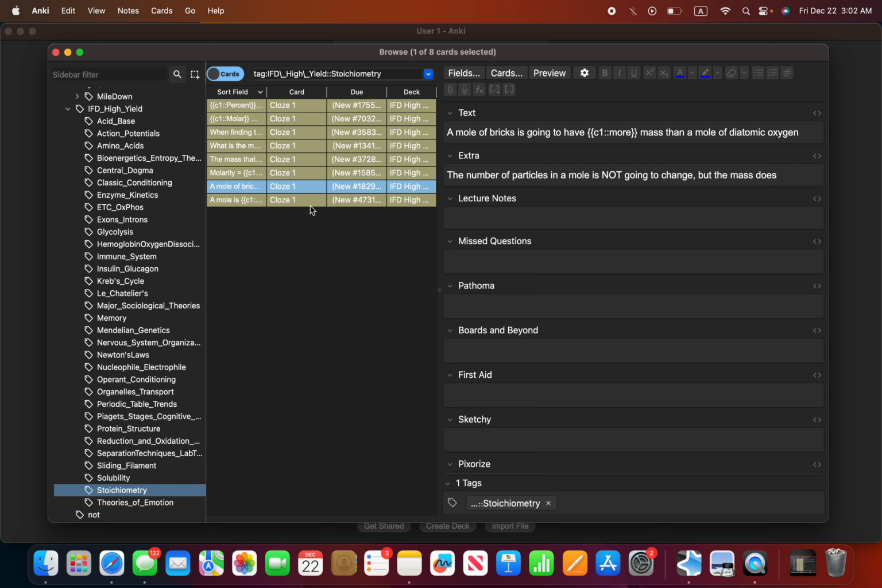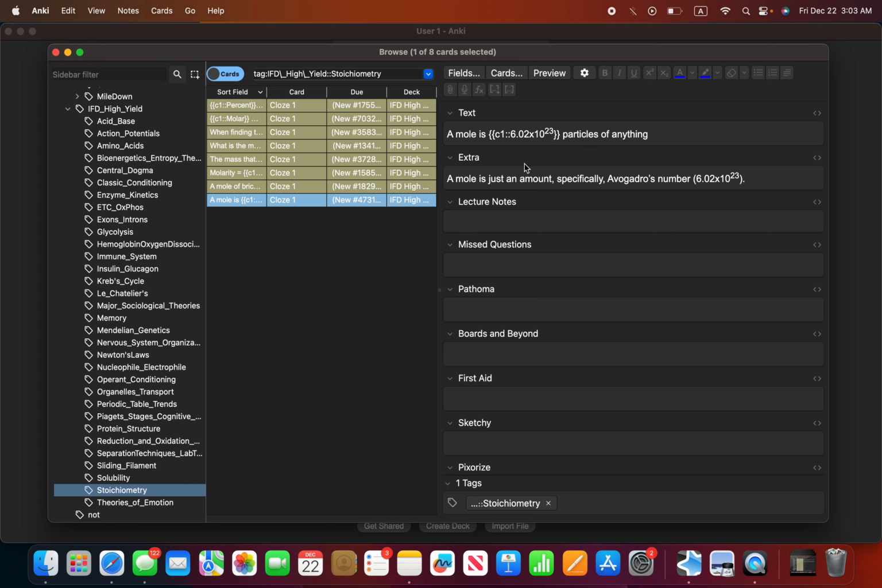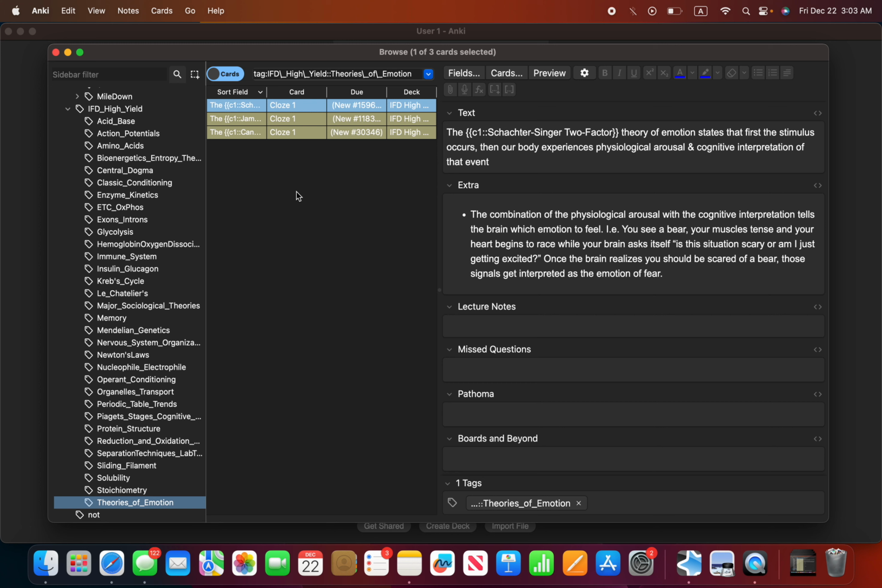A mole is 6.022 times 10 to the 23 particles of anything. So it's just an amount. So 6.022 times 10 to the 23 of bricks, it's going to be enormous. It might be like the whole planet, who knows. But definitely, it definitely has more mass. It's Avogadro's number. And we have the last topic.